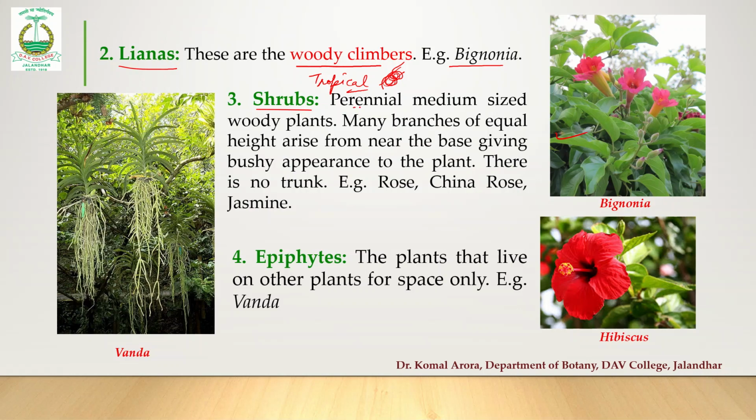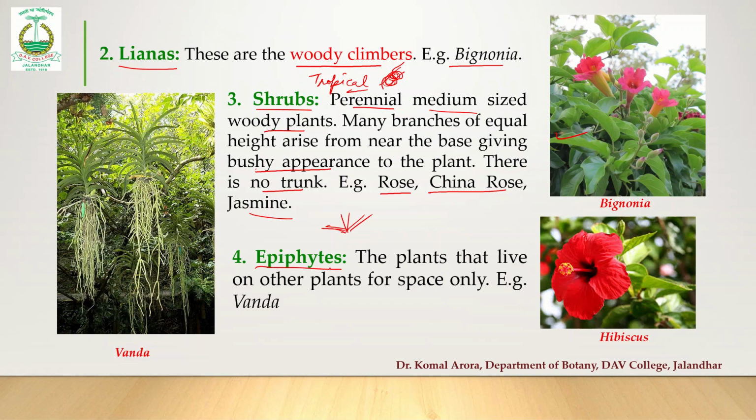Then the third category is shrubs. Shrubs, again you know, are perennial plants. They are medium sized, woody in nature, and they have a bushy appearance. This is an important part: there is no single trunk present. Right from the base, they start showing branching, and all branches are woody. So they are called shrubs. For example, the commonest one at home is rose. Then you observe China rose, jasmine.